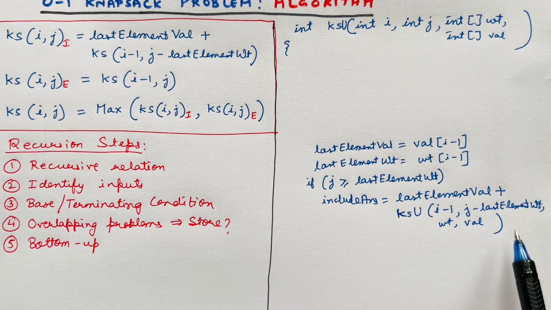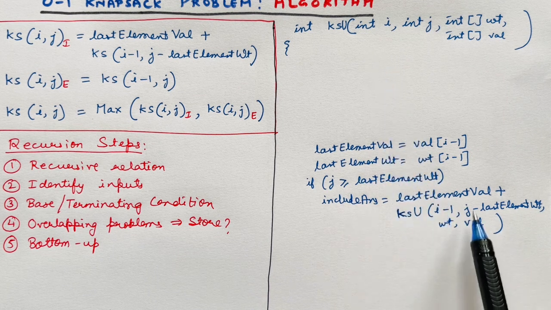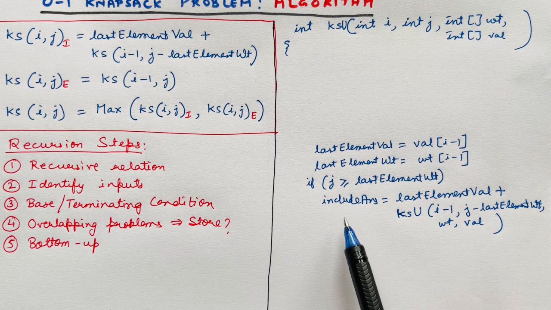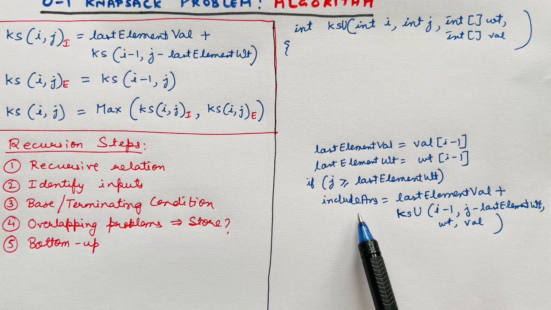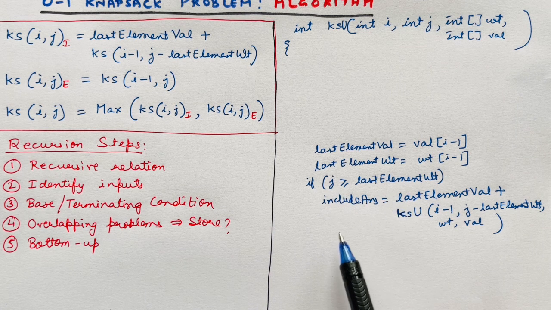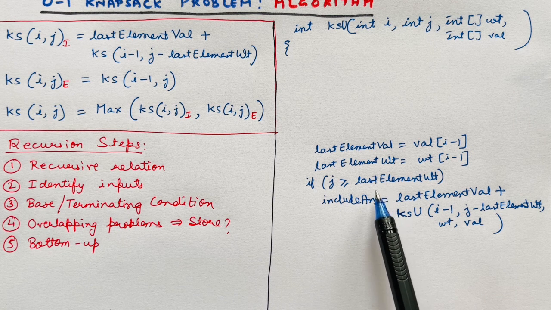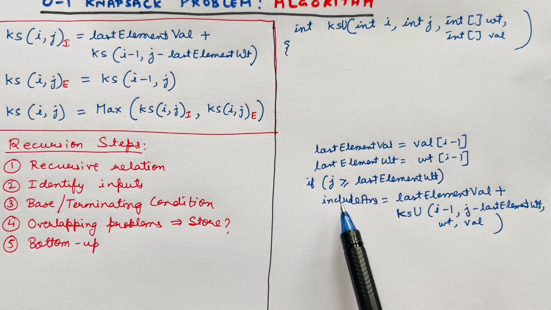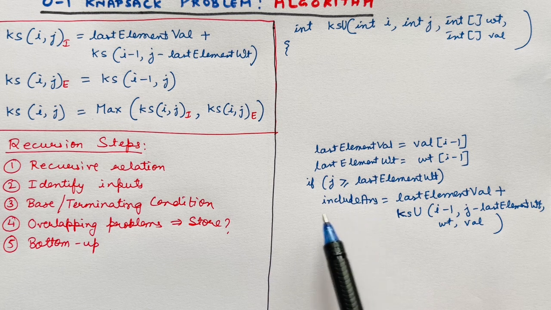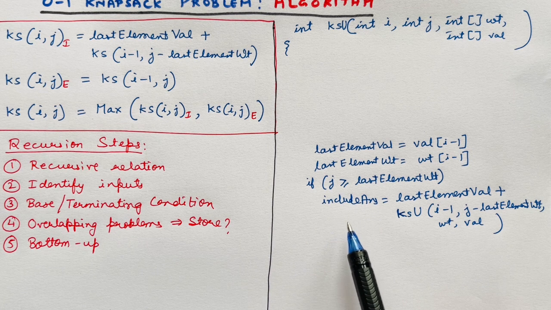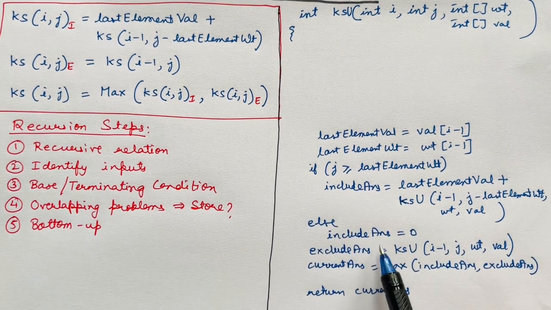So this is a call to the same method. This is a recursive call to the same method with reduced inputs. So this way we can get our include answer. But this is only for the case when this condition is satisfied. If the weight of the last element is greater than the capacity, then it does not make sense to include the element. So in that case, we can say the maximum value achieved by the include case is 0. So we write here that the include answer is 0 in the else case.